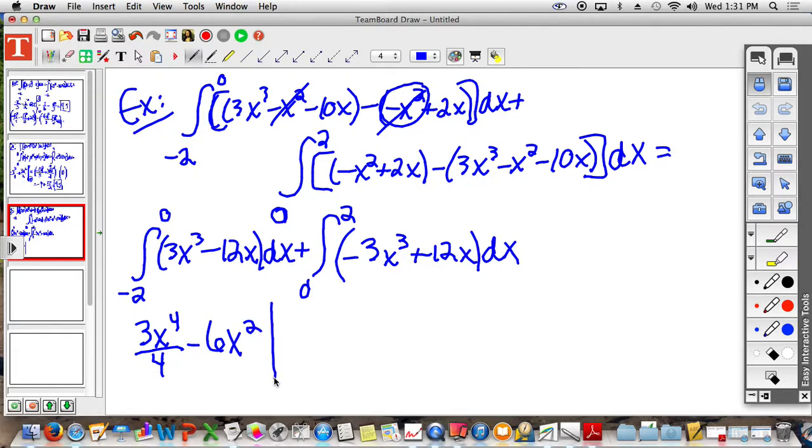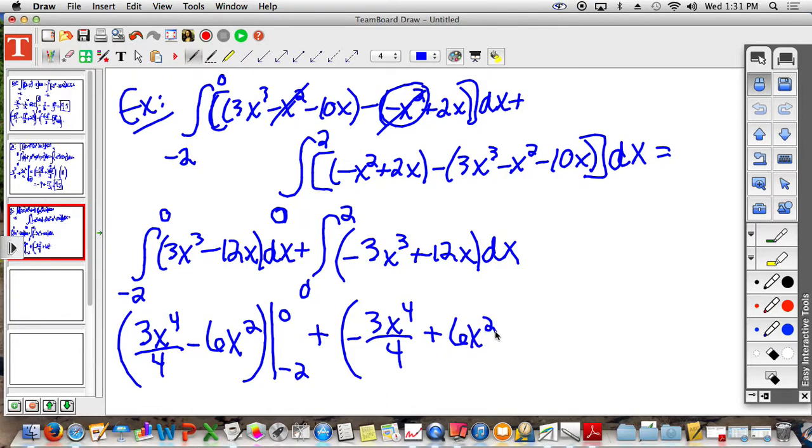From negative 2 to 0, plus, here we integrate this, we get negative, I'm going to put this in parentheses here. We have a negative 3x to the power of 4 over 4. What's going to happen with our 12x? 12x squared, we're going to have 6x squared. From 0.